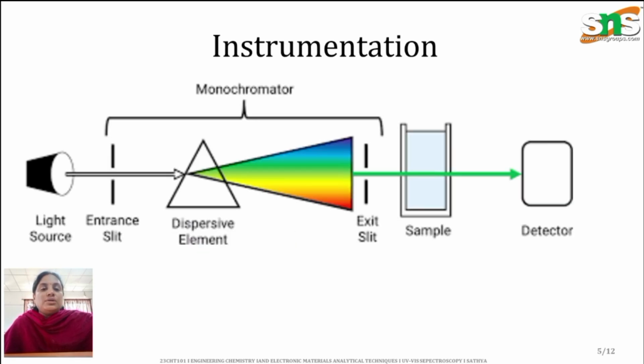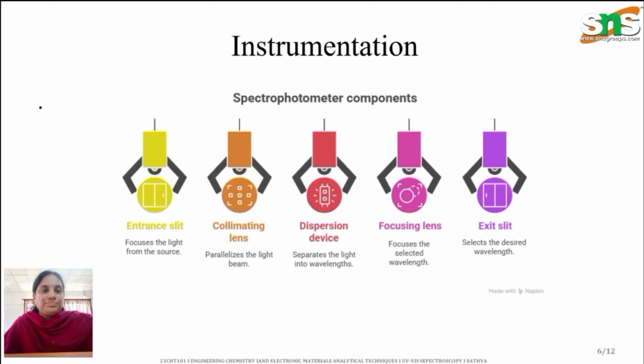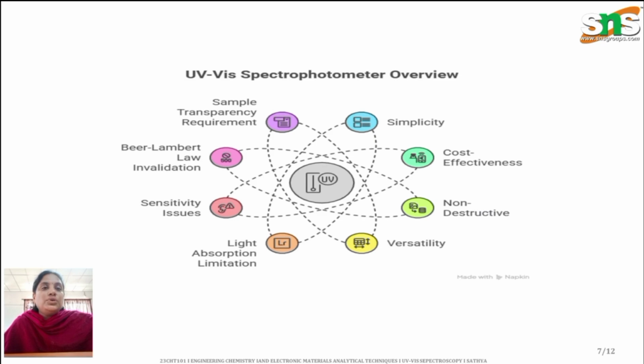So this is the instrumentation part. Once the light source enters the entrance slit, the light falls on the prism, so different colors will be formed. The monochromator converts it into a narrow beam of light directed to the sample holder, and finally the detector detects the light. The spectrophotometer components are the entrance slit and collimating lens, the disperser device, that is, the monochromator, the focusing lens, and also the exit slit. So this is a UV visible spectrometer overview.